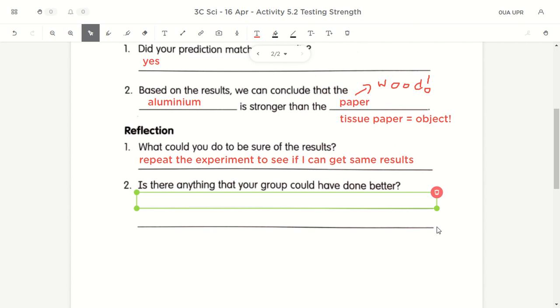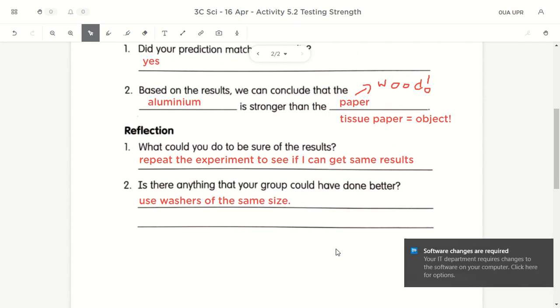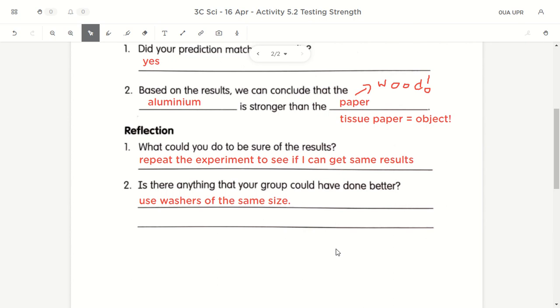So what he could have done better is probably to use washers of the same size. Okay, this is with respect to Kaiser's experiment, which I will show you when school reopens. So what Kaiser could have done better is use washers of the same size to do the experiment so that you'll be more accurate. Because if you start off with the bigger washers, of course it takes fewer washers to tear it. If you start off with the smaller washers, it definitely takes more washers to tear the same thing. Right, so these are the results.